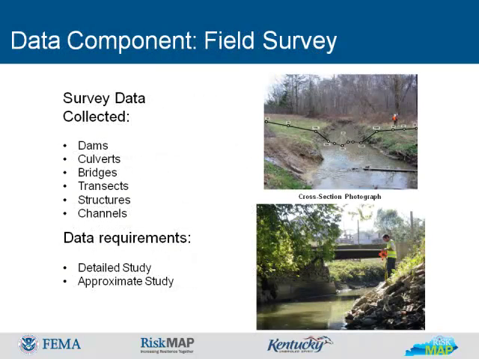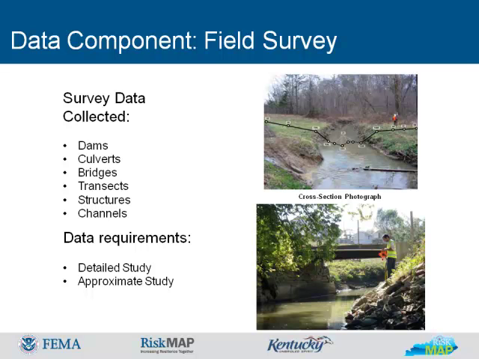Field survey is the collection of data required to digitally represent field conditions, such as dams, culverts, bridges, transects, structures, and channels, measuring the physical structure to model how the structure affects stream flow. The level of data collected depends on the mapping needs of each stream determined during the planning phase. Data collected during the field survey will be included in the engineering analysis.